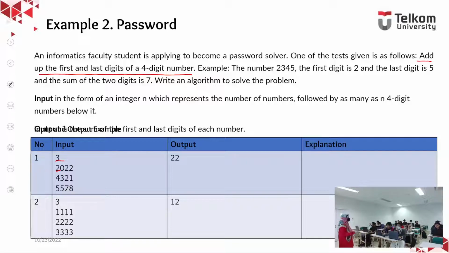Why do we need to add sum and D1 and D4? Based on the problem description, okay? Add up the first and the last digit of a 4-digit number, and it is executed repeatedly, based on how many numbers are given to the computer. So again, you have to understand the problem first, and then you can design the algorithm. Please go to the next slide.